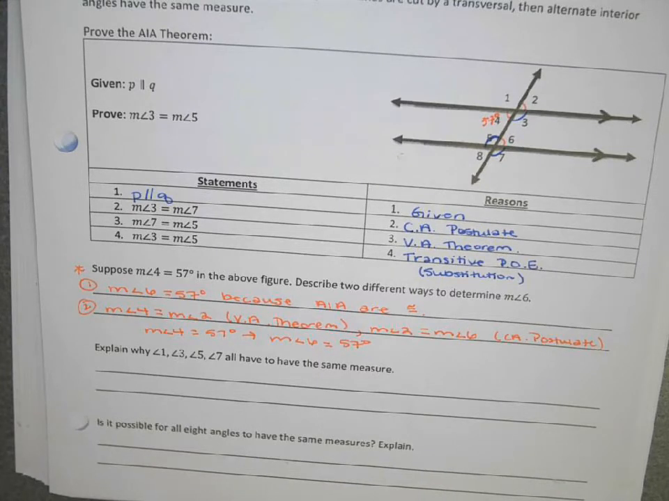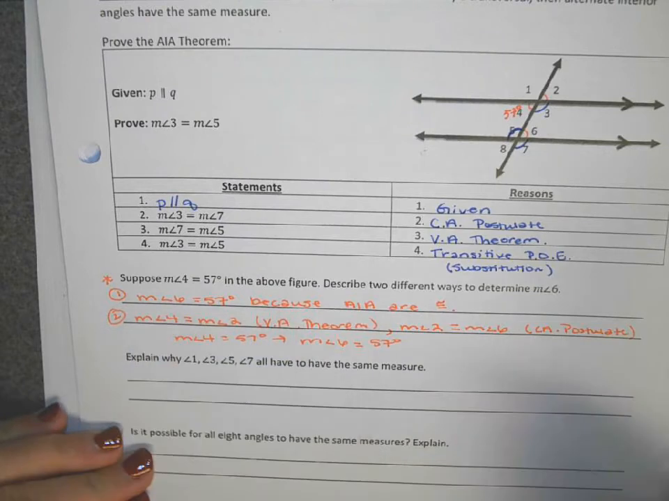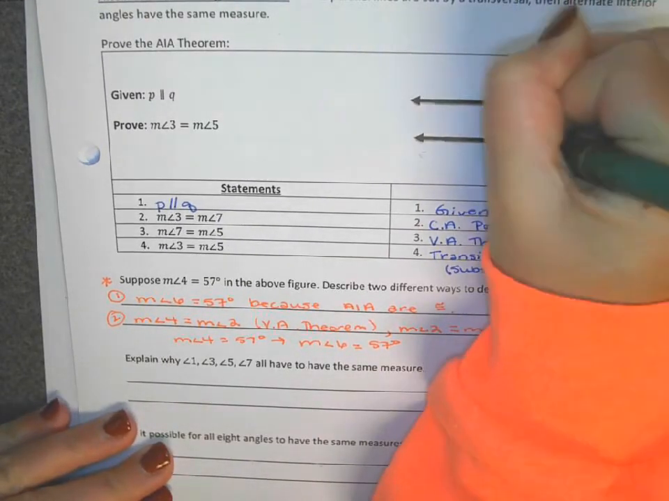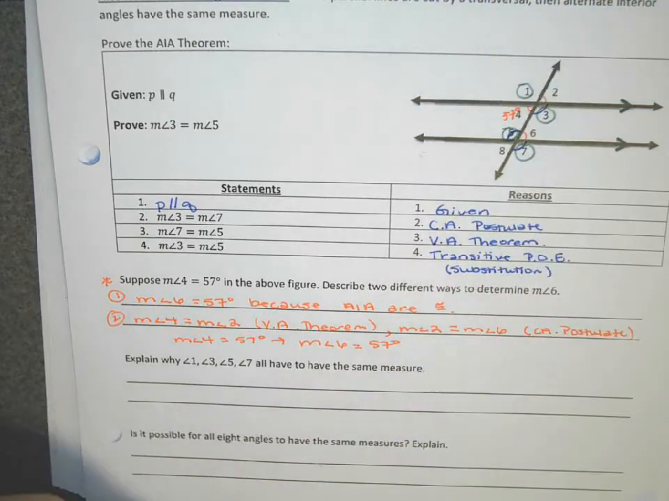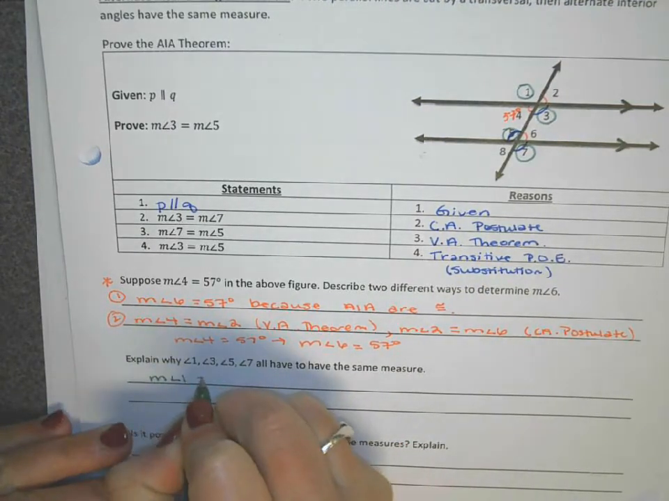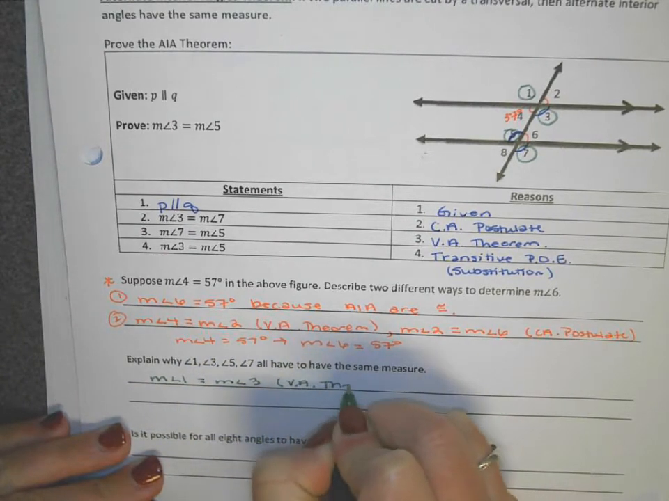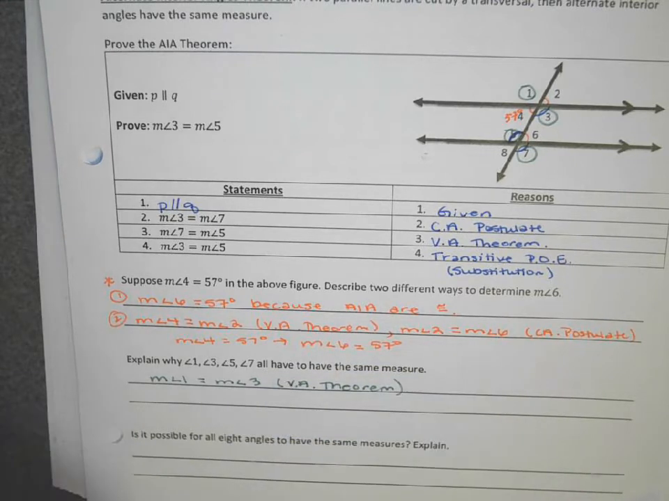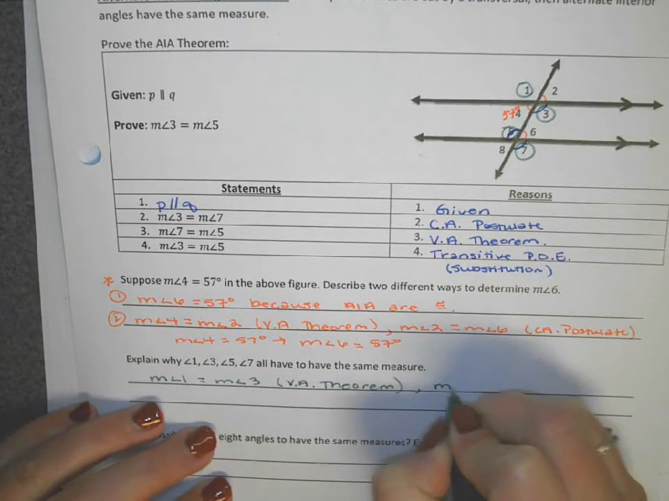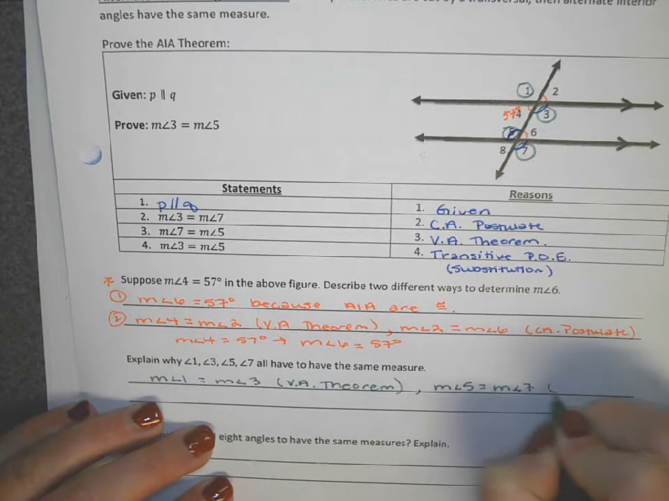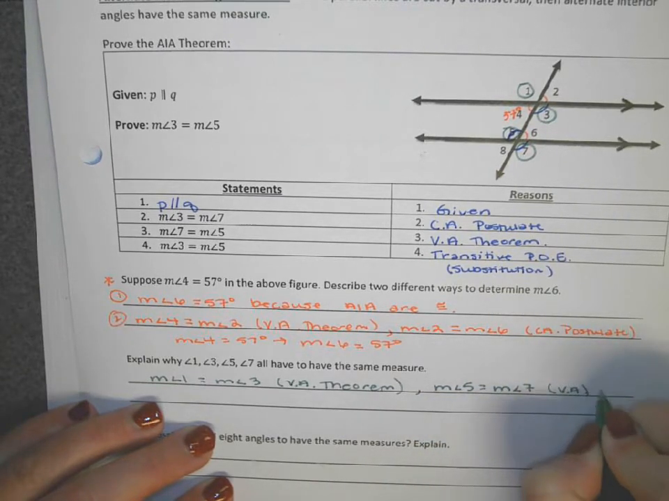Okay. Explain why angles 1, 3, 5, and 7 all have to be the same measure. Okay, so the measure of 1 and 3, I'll change colors again so you can see this. So 1, 3, 5, and 7. The measure of angle 1 has to equal the measure of angle 3 because of the vertical angles theorem. Okay, we also know that that's the same exact reason why the measure of angle 5 has to equal the measure of angle 7 because of the vertical angles theorem.